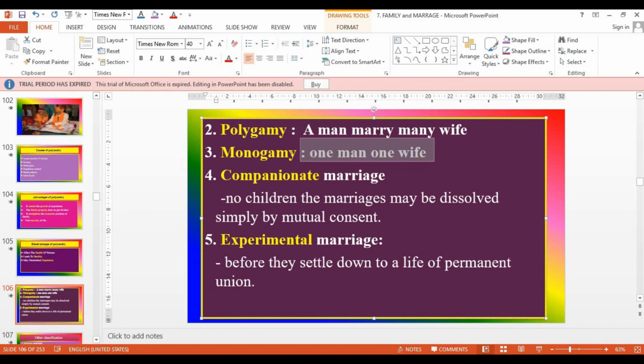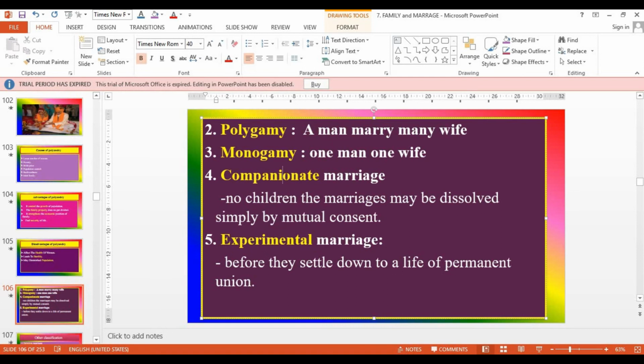Students, this marriage is the only one legally accepted in India. All other marriages are prohibited. Fourth type, companionate marriage, which means just for company, no children, dissolved simply by mutual consent.